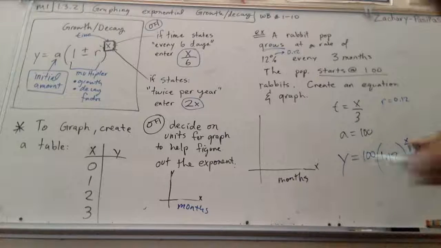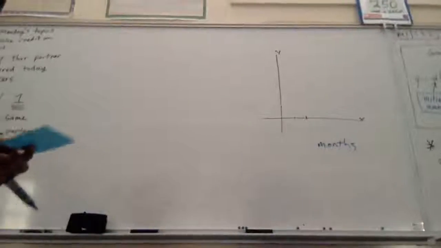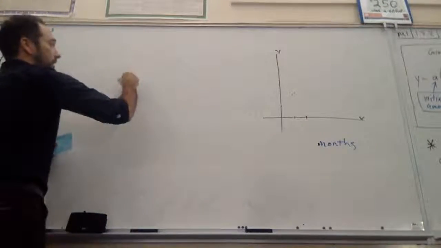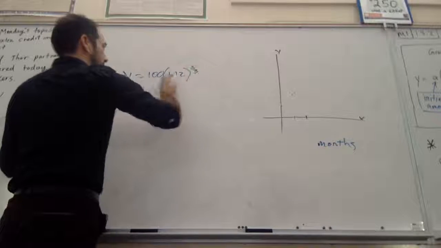Okay, that rational exponent, don't worry about it. We're just plugging in. We're going to be able to quickly graph this. I'm going to go ahead and put it over here. All right, so we have months. We have this equation we just came up with: y is equal to 100 times 1.12 to the x over 3.